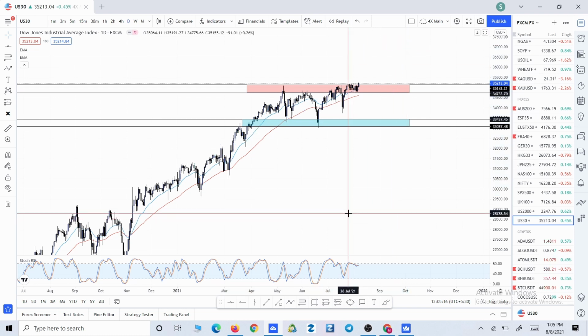So this was the analysis, guys, on the global indices and about the possible trading setups that we can focus on in order to trade in the coming days.